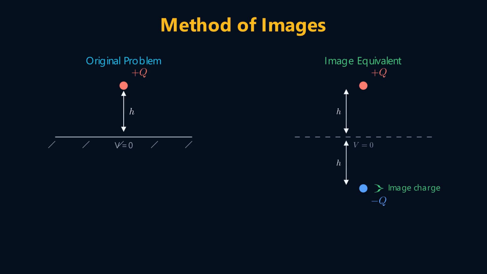Consider a point charge q at height h above an infinite grounded conducting plane. The conductor enforces V equals 0 on its surface. We remove the conductor and place an image charge negative q at the mirror position, a distance h below the plane. This pair of charges naturally produces V equals 0 at the midplane, exactly matching our boundary condition. The solution above the plane is then just the superposition of two point charges.